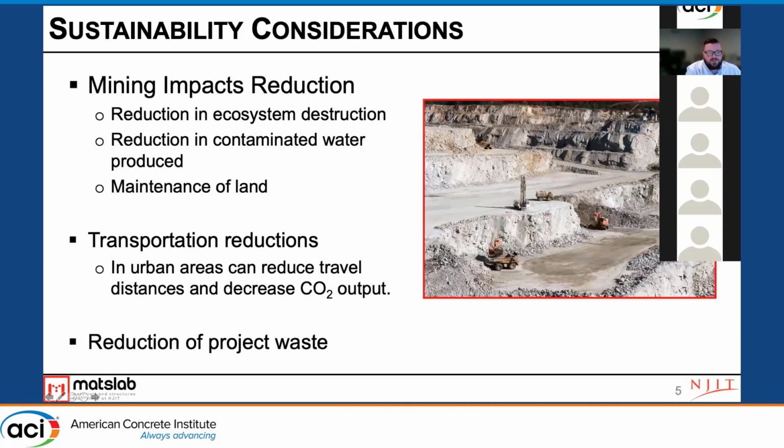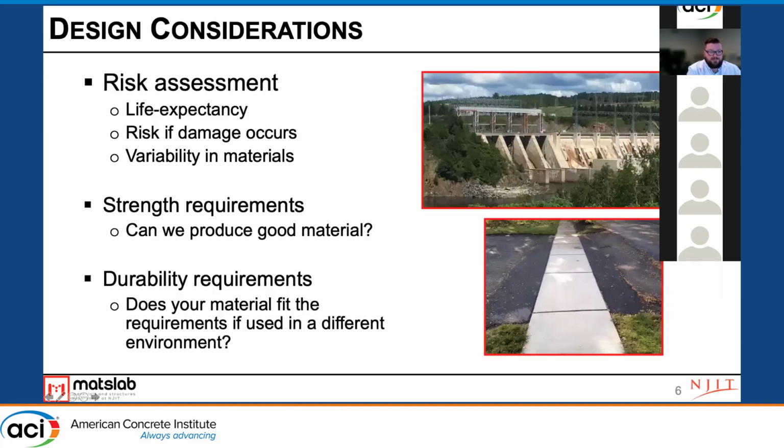It also helps with mining impact reductions. Mining of natural aggregates is quite a destructive process. And of course, transporting of aggregates can pose a lot of CO2 outputs. So if you can use your RCA materials within a smaller transportation radius, you can save some embodied carbon.